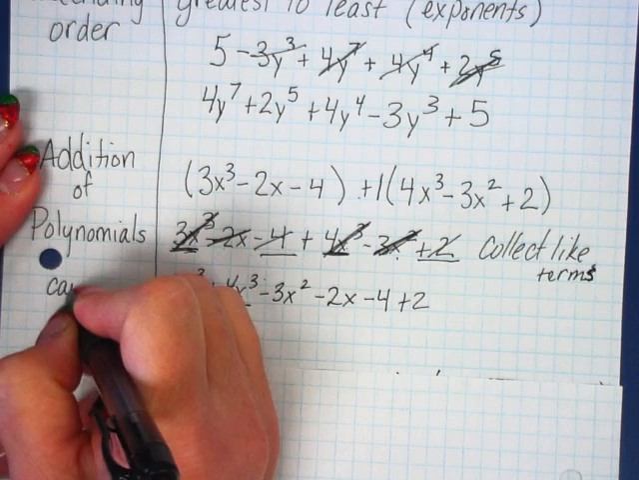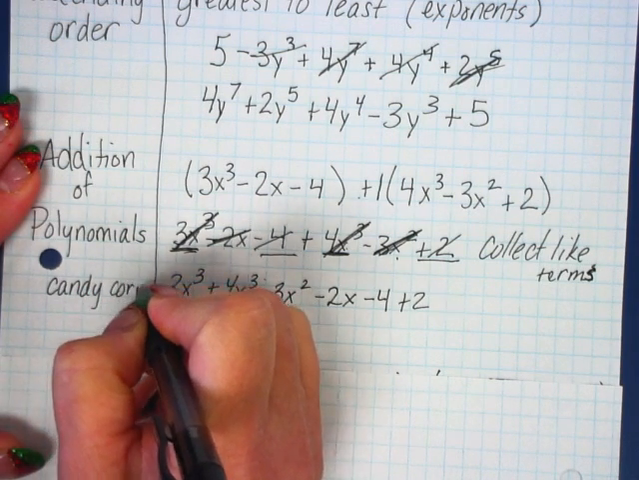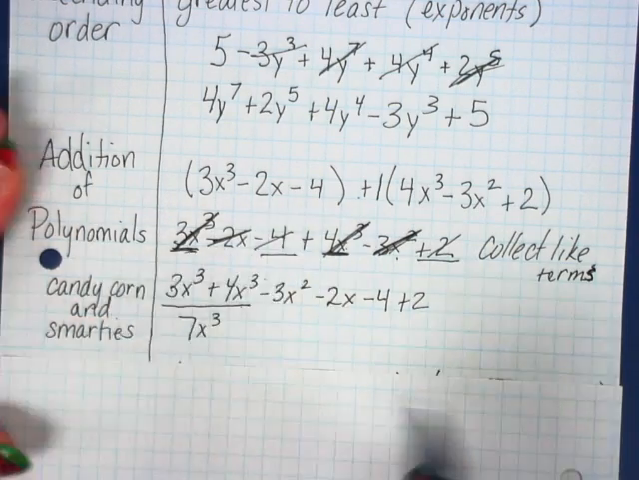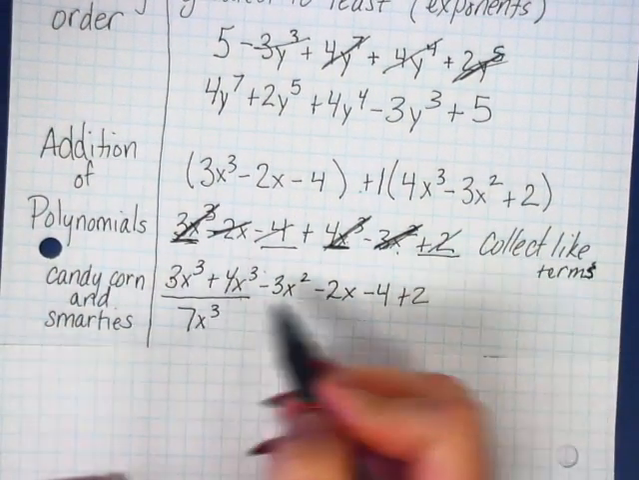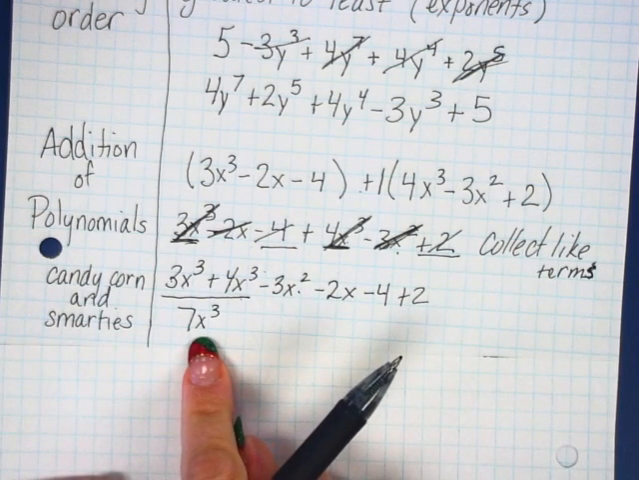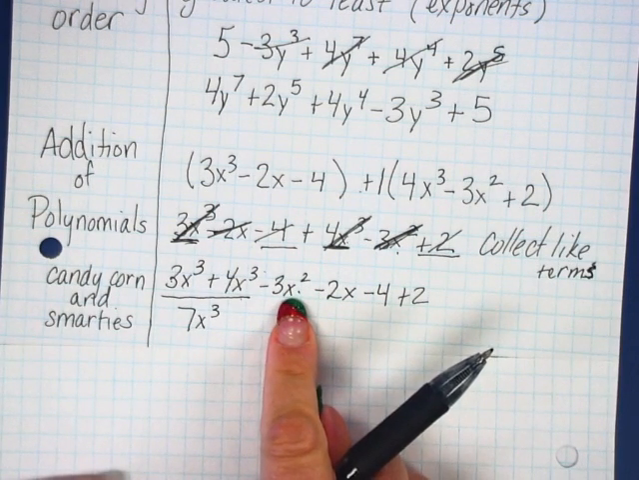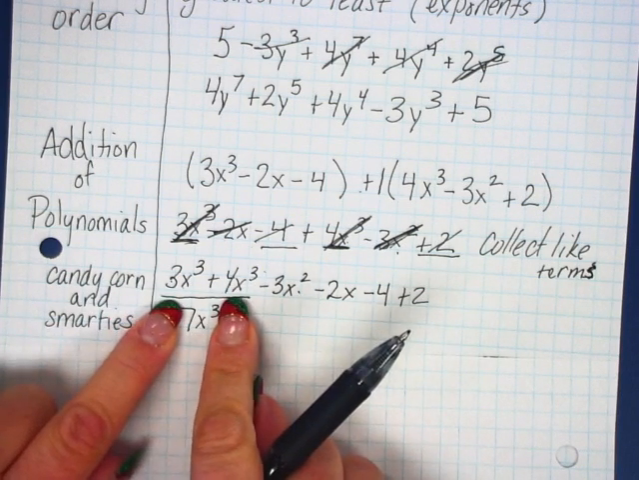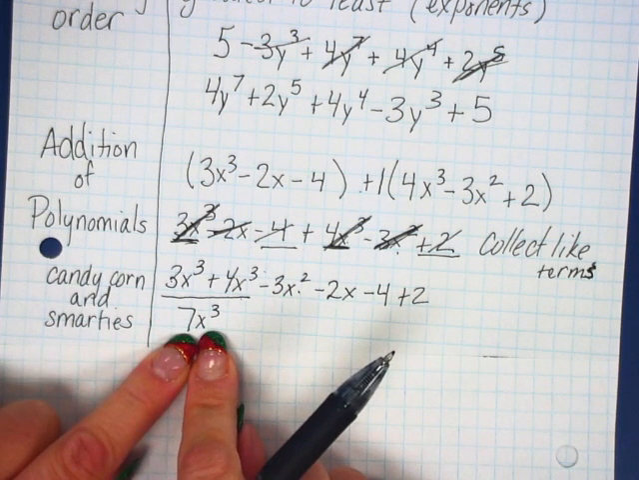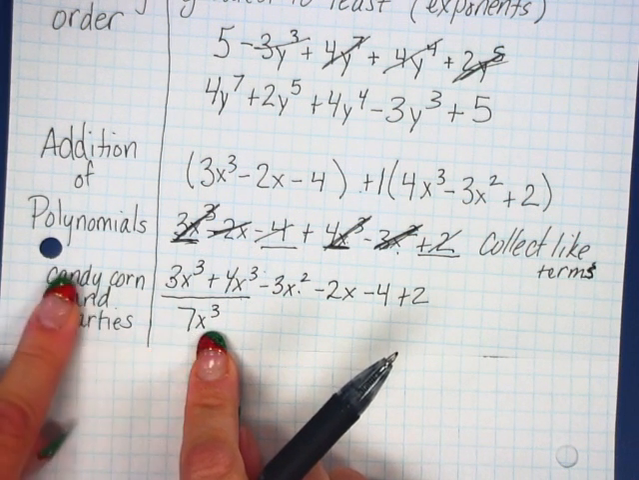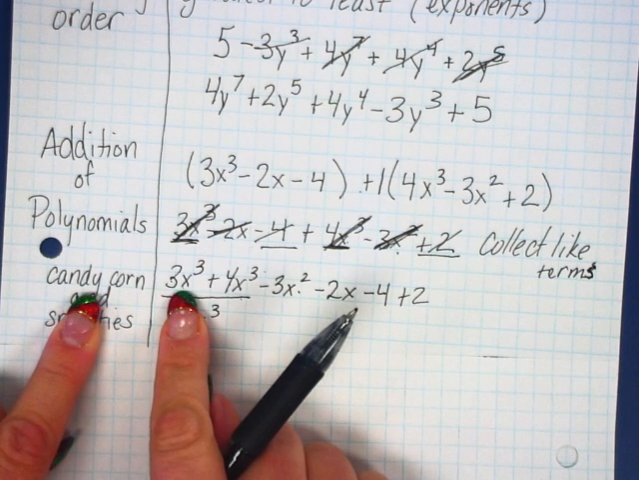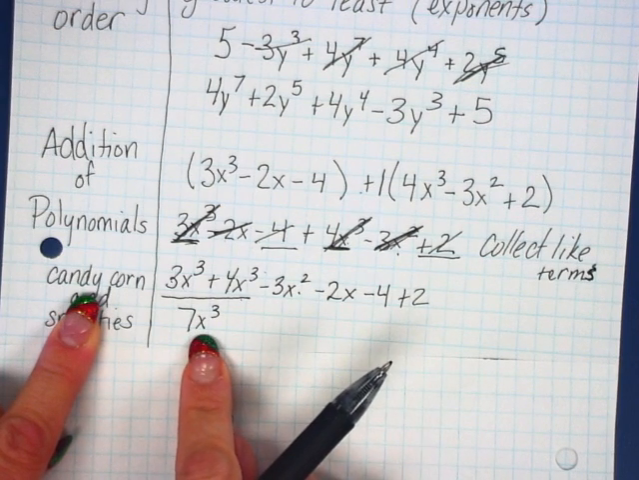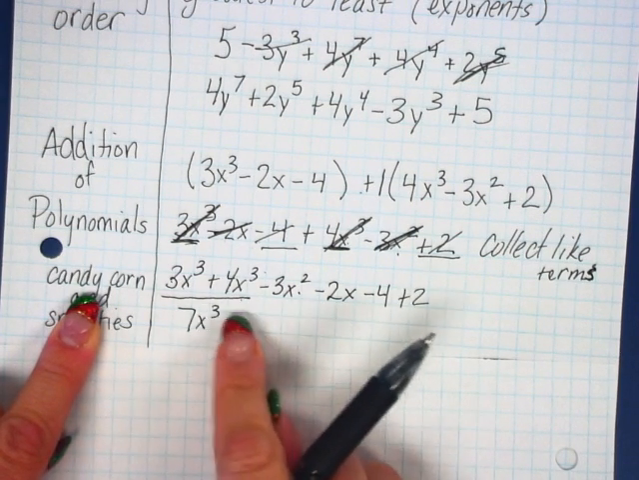Remember, candy corn and Smarties. I can't add this to this because this is x to the 3rd and this is x squared. This is candy corn and Smarties. They're two different things. When I'm adding these two together, I don't change the x to the 3rd. It is still x to the 3rd. If this was 3 candy corn and 4 candy corn, I would have 7 candy corn. It doesn't change that variable.